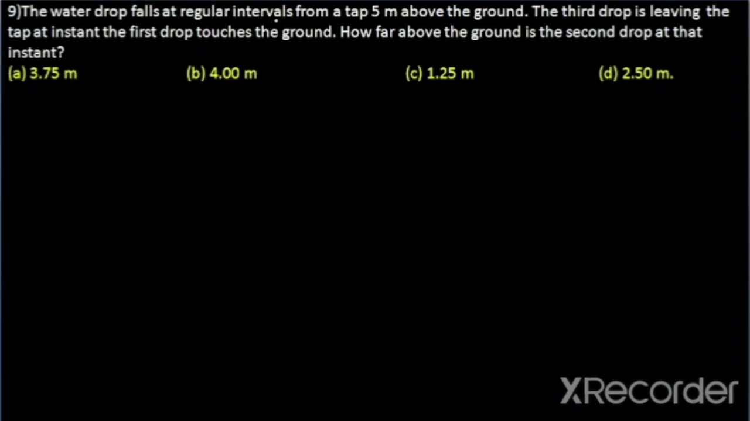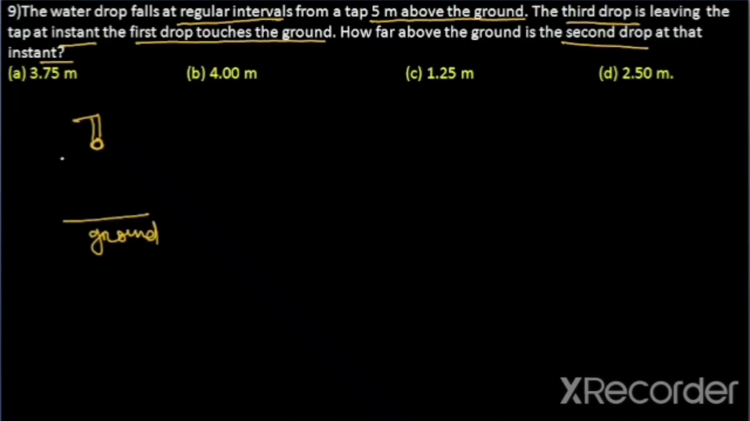The water drop falls at regular intervals from a tap 5 meter above the ground. The third drop is leaving the tap at the instant the first drop touches the ground. How far above the ground is the second drop at that instant? Suppose this is a tap and this is our ground level. So this distance is 5 meter. When the third drop is leaving the tap, at that instant the first drop touches the ground. So somewhere in between the second drop is there. We have to calculate how far above the ground the second drop is.